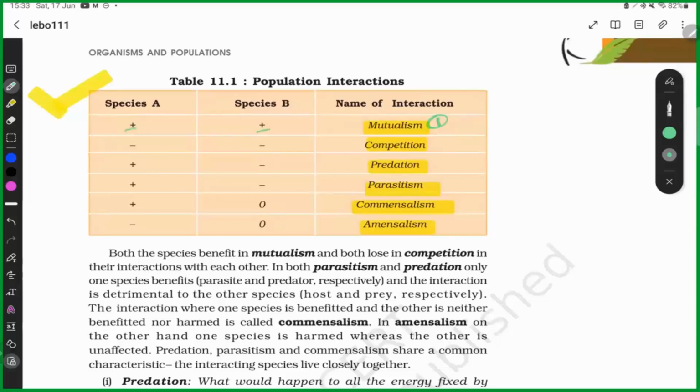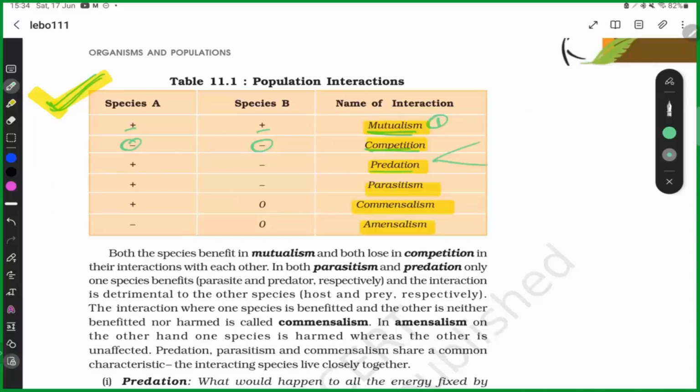This is an important chart. You have to remember this. Competition. Just look at the word competition. If two students are competing with each other, they are causing harm to each other. So negative. Predation means predator. So one is the predator, and another is the food.